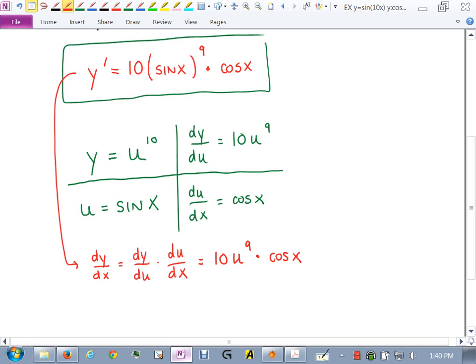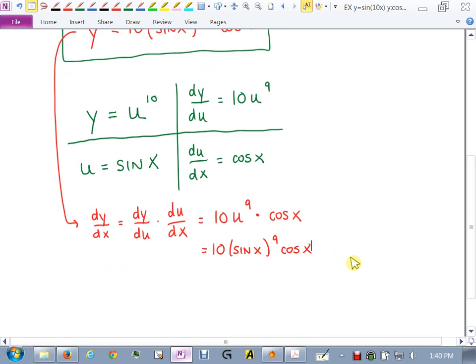But what's u? Sine x. So this becomes 10 sine x to the ninth cosine x. My pen doesn't like doing it the long way, so it starts doing weird errors and stuff. Could I have written this answer this way? Yeah? Yes? That would be okay up here? Yes, that's correct also.